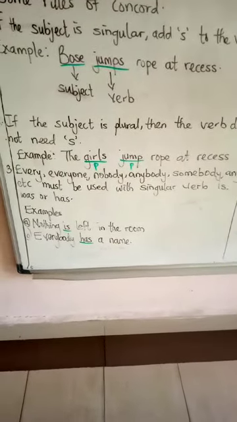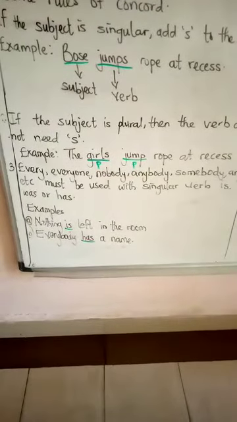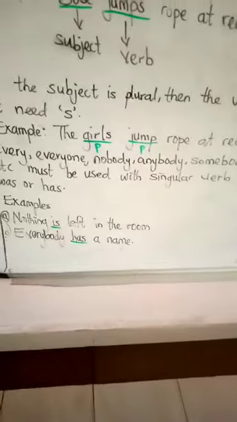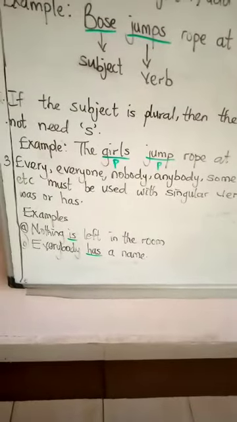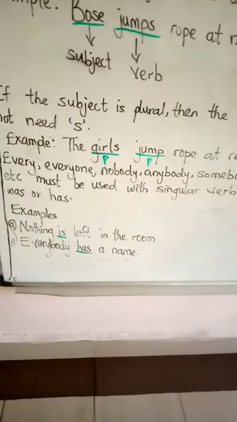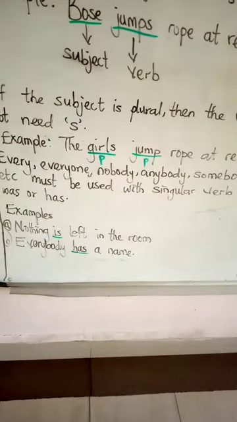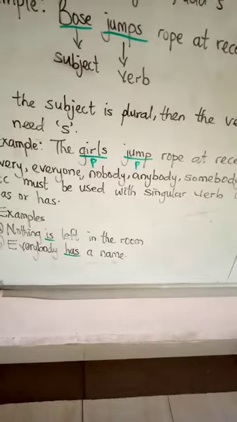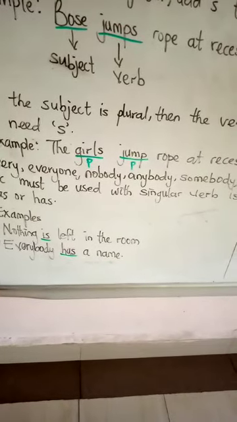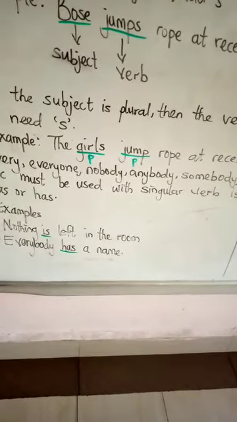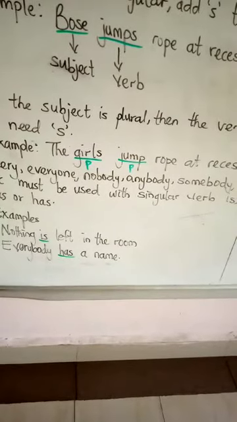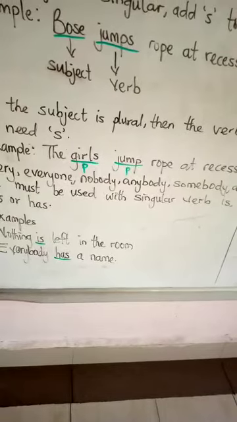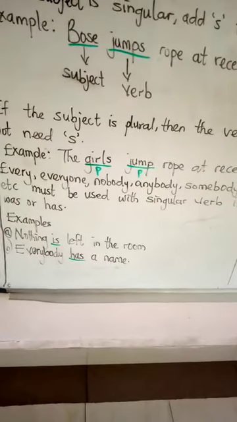Now, nothing is left in the room. That's my first example. And the second one says, everybody has a name. Now, everybody is seen as what? One. It's seen as singular. And also the word nothing or nobody, anybody, okay? You must use them with the word is, was, or has.